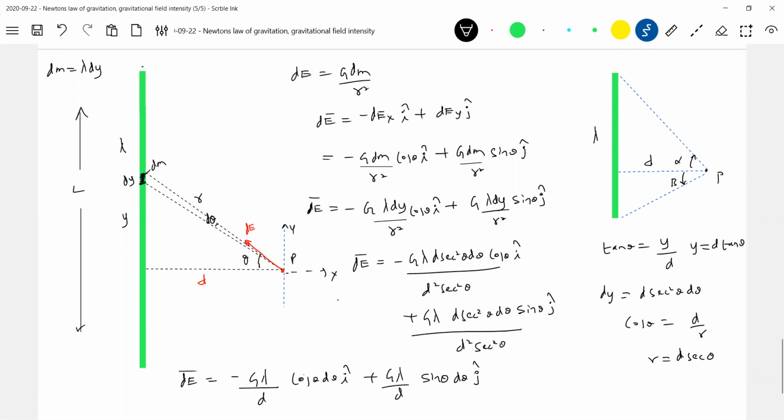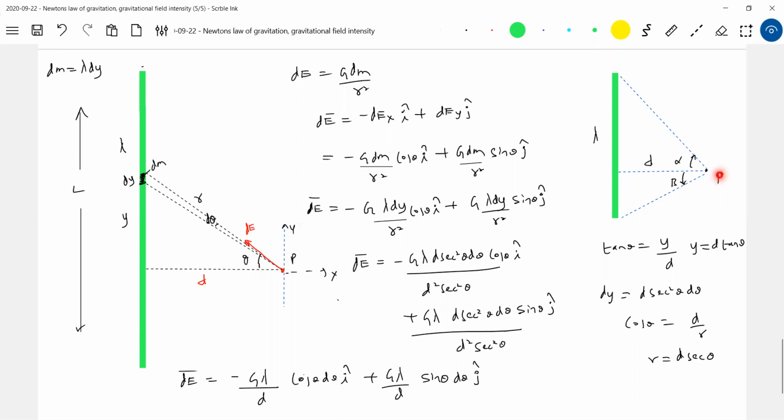I think it's good, no? Everything we brought in terms of only G lambda, they are constant. Only theta, d theta. So I want the field now due to the upper part. The field at point P due to the upper part of the rod. So theta will vary from 0 to alpha.